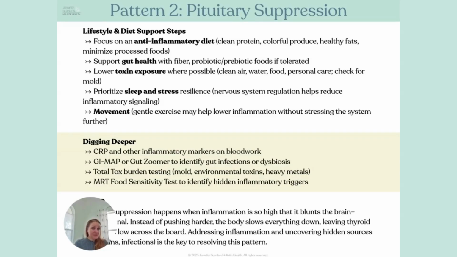Digging deeper for pituitary suppression, we might want to look at inflammation markers. We could run a GI map or gut zoomer to identify gut infections or dysbiosis, look at leaky gut, total tox burden testing to look at mold, environmental toxins, and heavy metals, and then the food sensitivity testing to identify inflammatory triggers that are coming in with our food. So overall, pituitary suppression happens when we have inflammation that is so high it's blunting that signal from our brain to our thyroid.